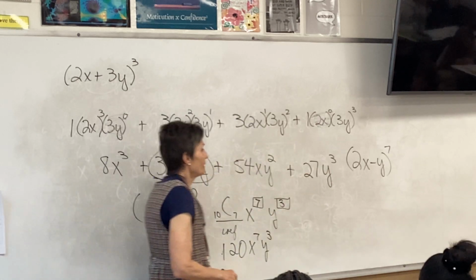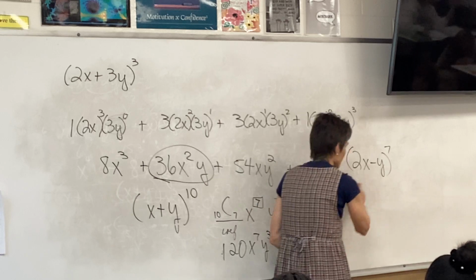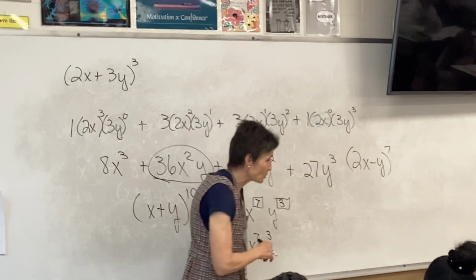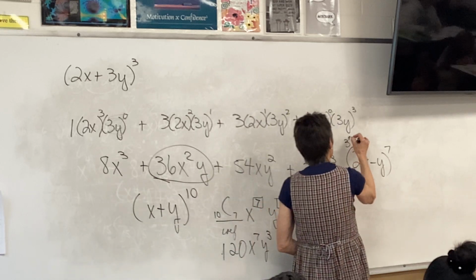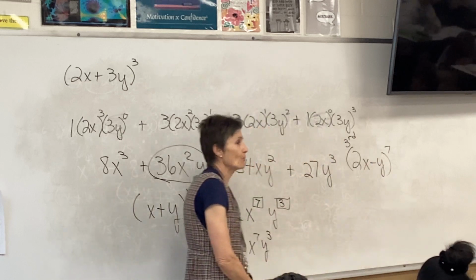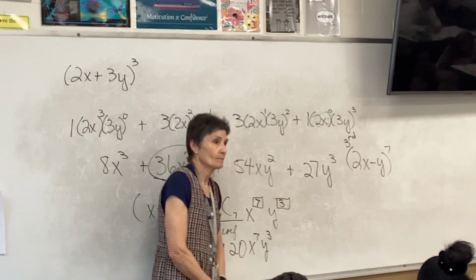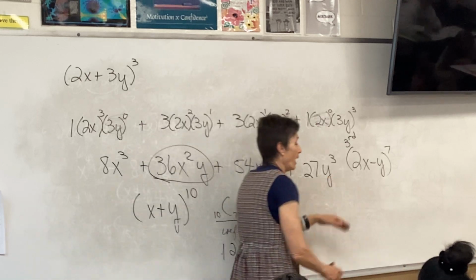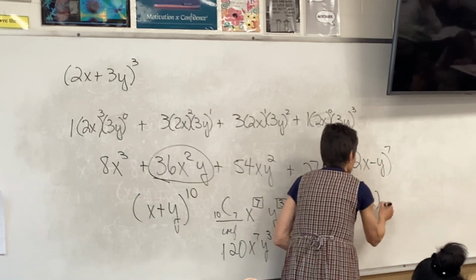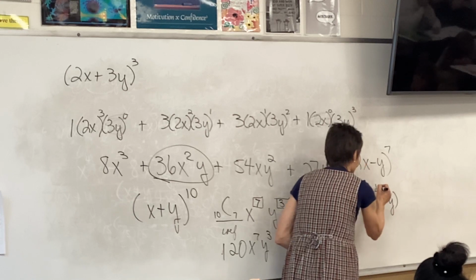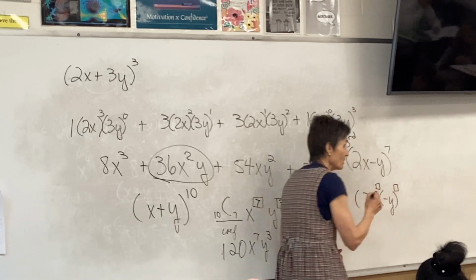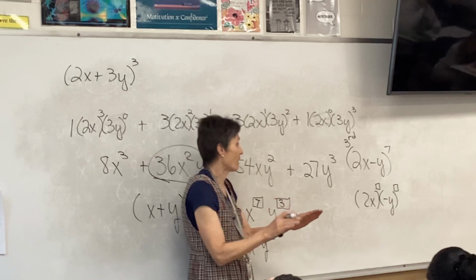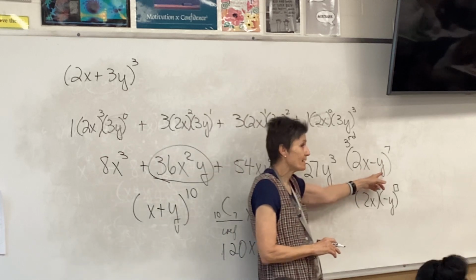Okay. One more of those. Here we go. Which term do I want? This is my expansion. I want the third term. So I need a coefficient. I need a 2x and a negative y. Those are my variables, not plain x and y this time. It's 2x and negative y.